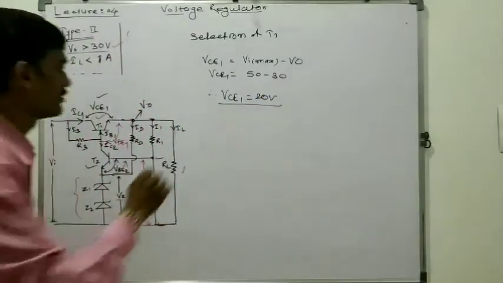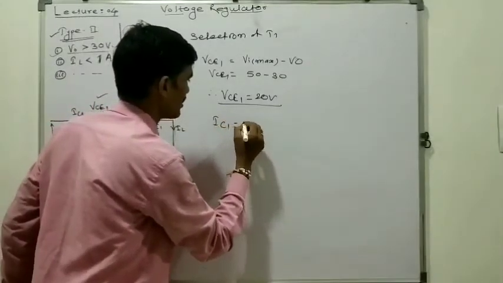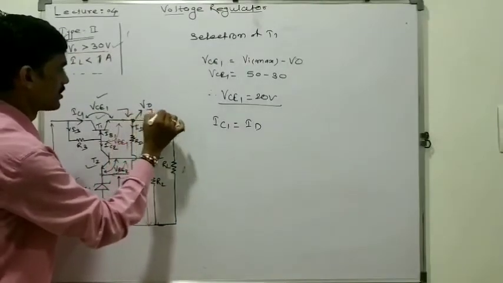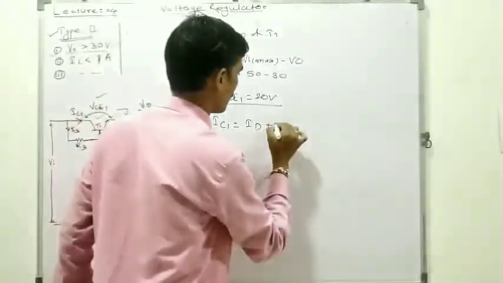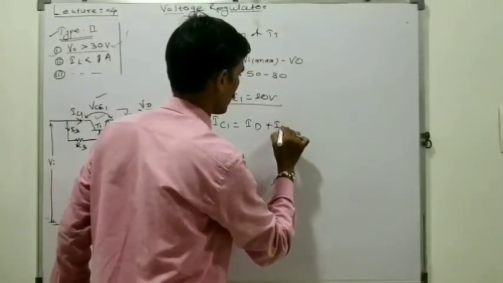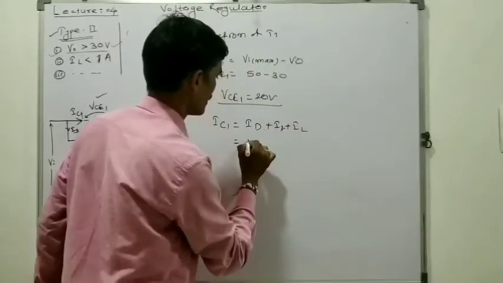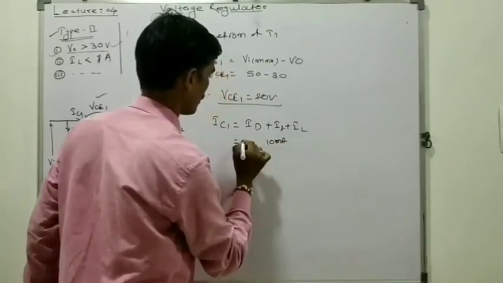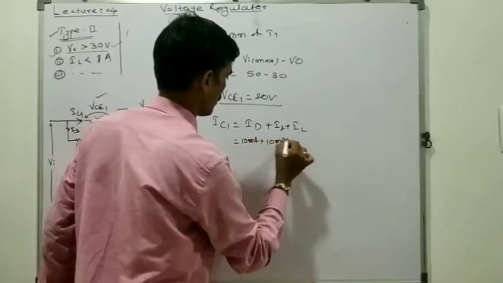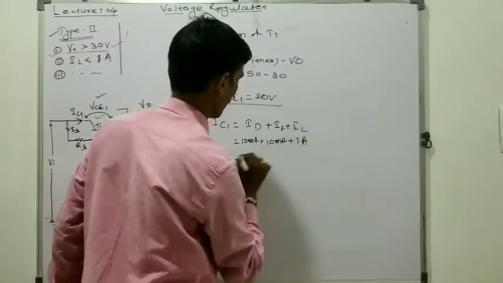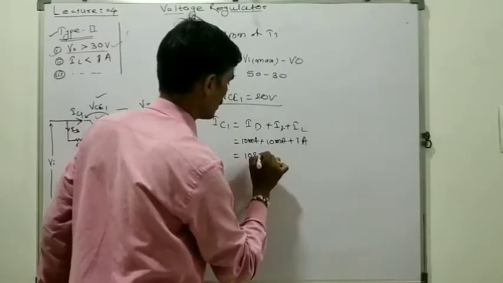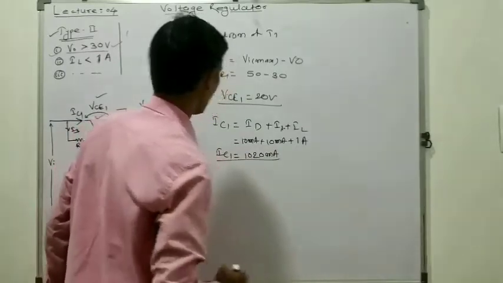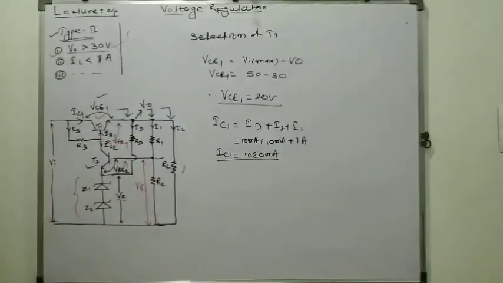Again, the collector current IC1 is divided into three parts, that is ID plus I1 plus IL. So it is 10 milliampere plus 10 milliampere plus 1 ampere. So we can say that this is 1020 milliampere. This is the current flowing through that transistor T1.